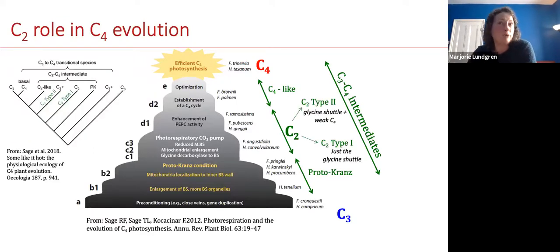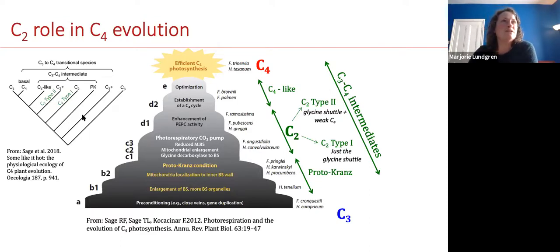And that can actually be broken down one more step into C2 type 1 and C2 type 2. All that means is, the type 1s are just using the glycine shuttle. But then you sometimes have individuals that use a glycine shuttle and a weak C4 cycle. So, lots of physiological layering here.